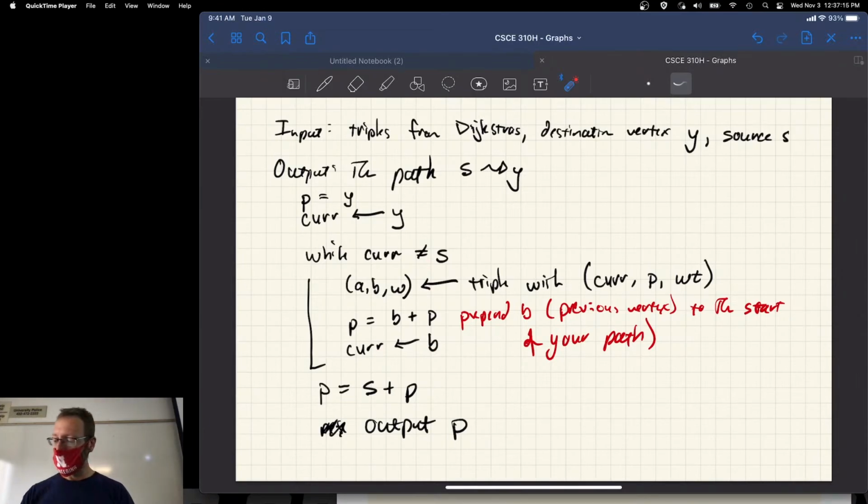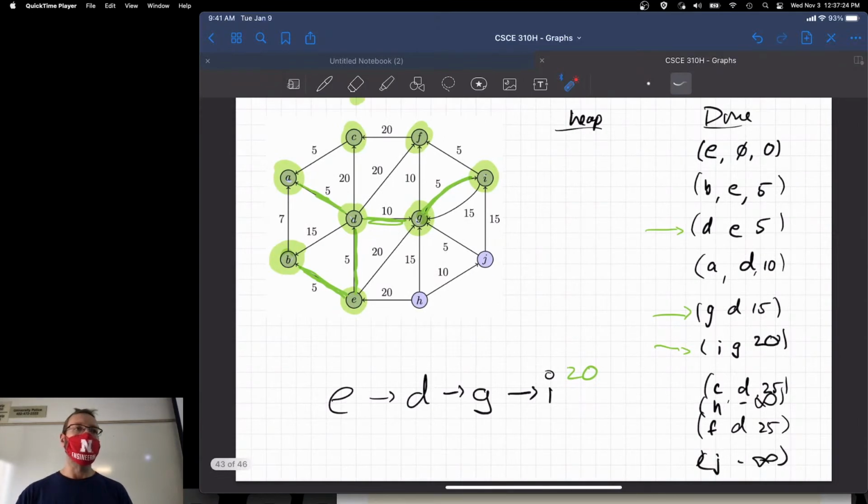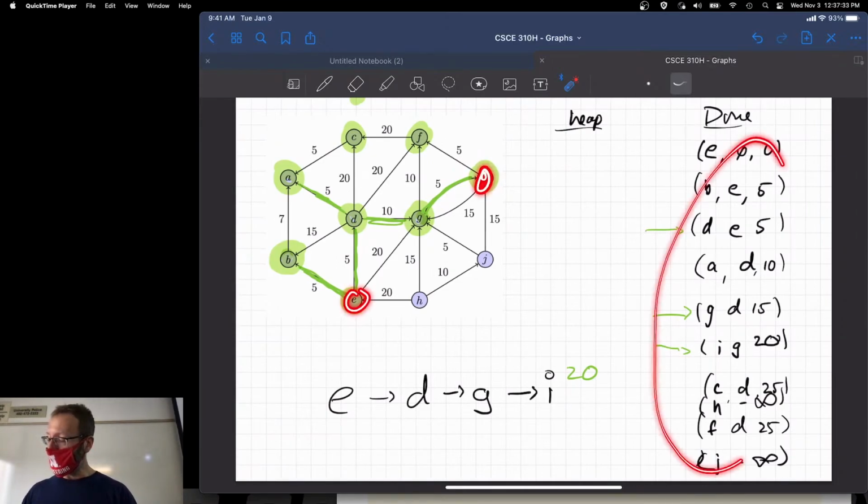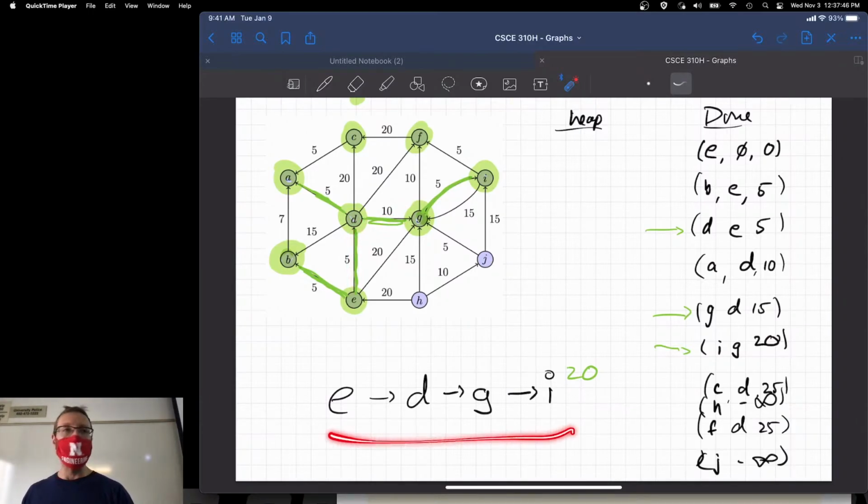Yeah, go ahead. So why do we prepend? So why do we start from Y, not from the source S? I guess? Well, then you would be repeating Dijkstra's algorithm. We're recomputing the path, right? So what is the optimal path from E to I? The only information that we kept track of over here was the predecessor vertex. How did you get there? I came there from G. How did you get to G? I came there from D. How did you get from D? I came there from E. And that allows me to rebuild the path.